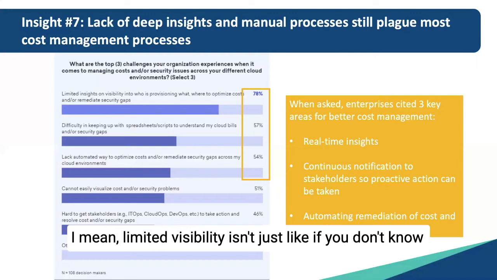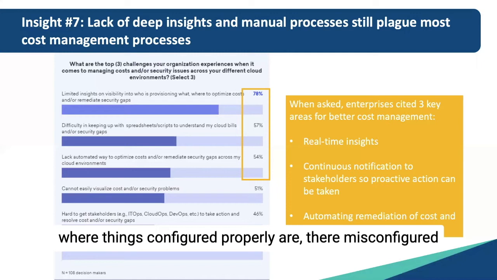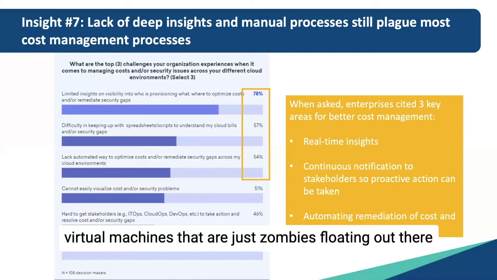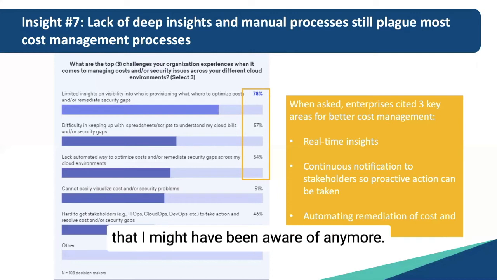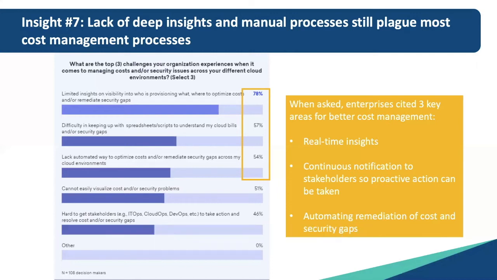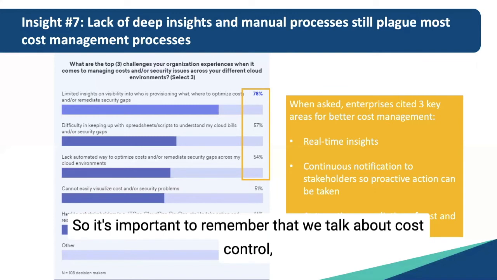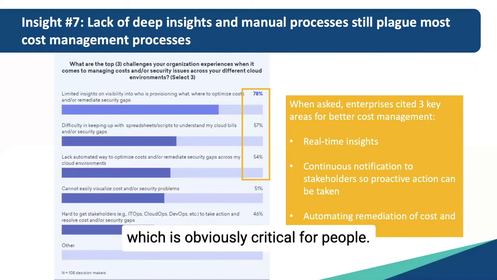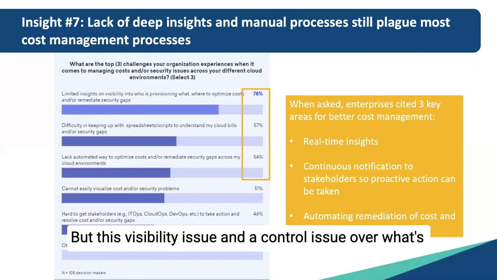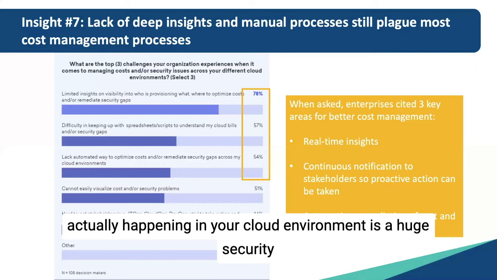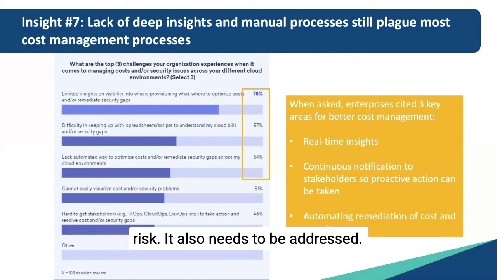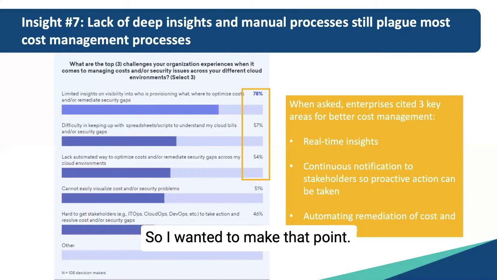Limited visibility isn't just, were things configured properly, or are there misconfigured virtual machines that are just zombies floating out there that I'm not even aware of anymore? That's a huge security risk. So it's important to remember that we talk about cost control, which is obviously critical for people. But this visibility issue and a control issue over what's actually happening in your cloud environment is a huge security risk that also needs to be addressed. So I wanted to make that point.